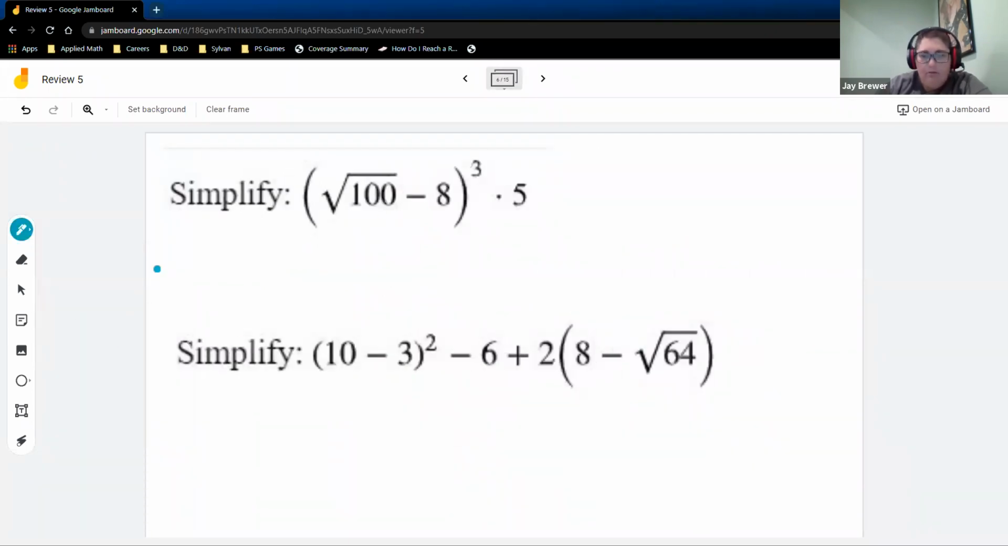Okay. All right, we're about halfway through. We're going to do some simplifying. What we want to do here is the square root first. Well, we just learned that the square root of 100 is 10. So 10 minus 8. We're going to do that part.